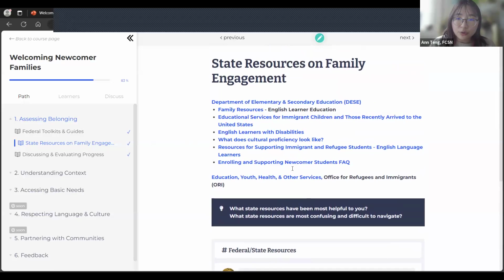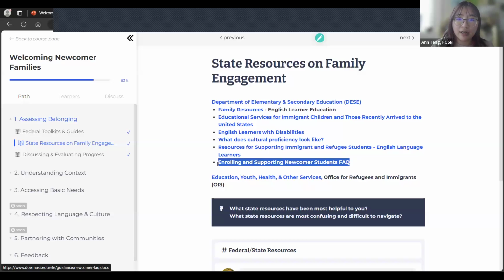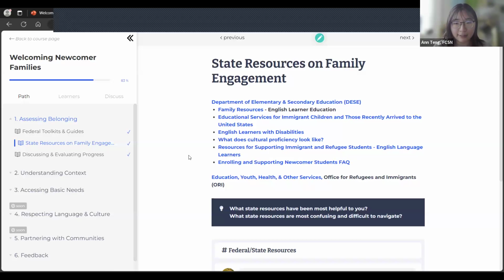A lot of these resources, like I mentioned before, regard English learners in particular with disabilities. There's one on cultural proficiency, some resources for supporting immigrants and refugee students, and a pretty large FAQ on how to enroll and support newcomer students if there are any questions that you may have with registration. A lot of this FAQ also goes back on specific laws and rights that folks have. So if you want to click on that and take a little look, you are more than welcome to.